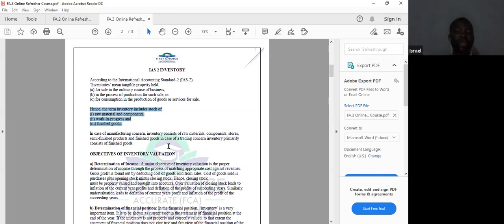So let us try to get the differences between the three. Then in the case of manufacturing, which is a special sector that we also need to take note of, inventory consists of raw material, components, stores, semi-finished products, and finished goods. In the case of trading, inventory primarily consists of finished goods. In a servicing company, we only have finished goods, what we buy, because we are not processing it; we just buy it and use it. But the manufacturing sector makes use of all three types of inventory.